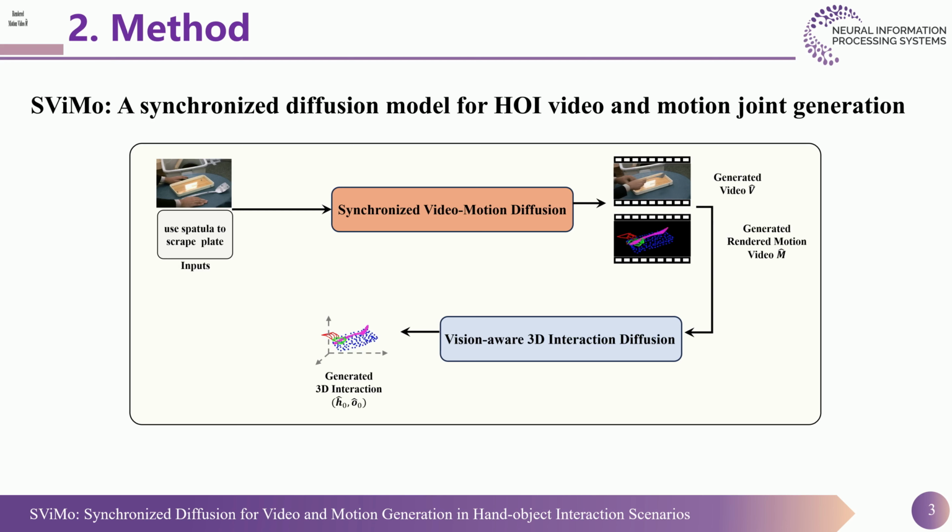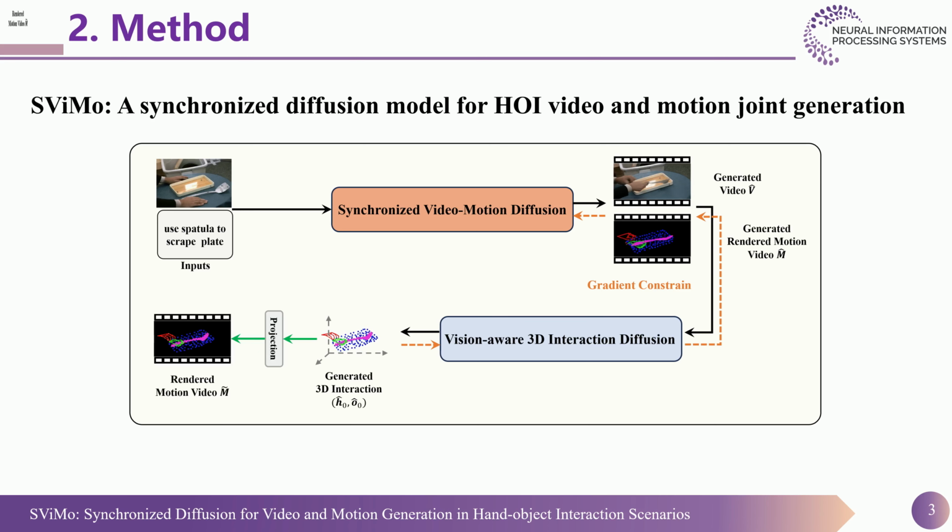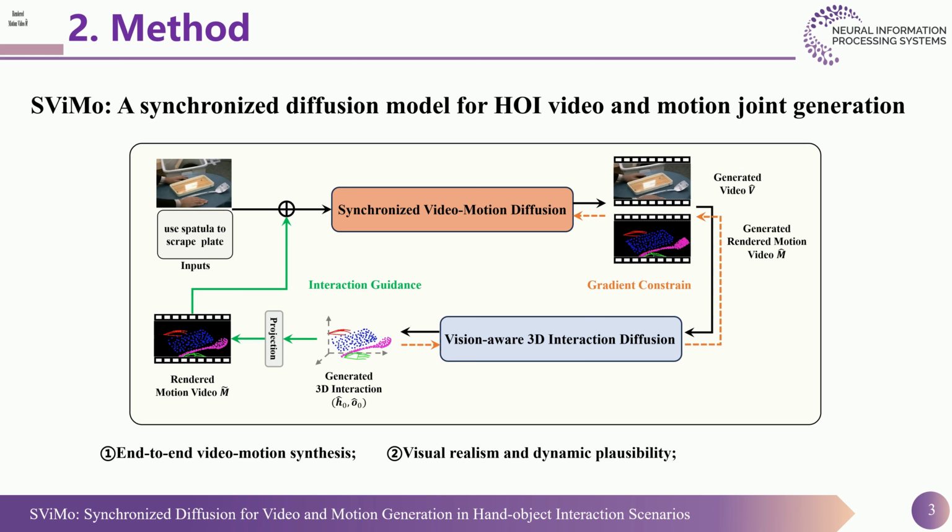interaction motions. Due to the coupling between components, the 3D interaction diffusion model backpropagates gradients to the synchronized video-motion model, providing gradient constraints. Furthermore, generated 3D motions are projected into the 2D image plane and fed back to the synchronized video-motion diffusion for direct interaction guidance. This design enables three advantages: end-to-end video-motion generation, both visual realism and dynamic plausibility, and certain generalization capability.